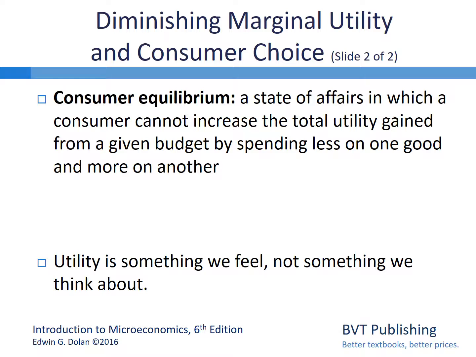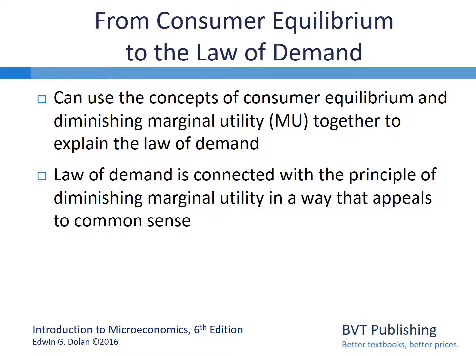And again, utility is just kind of a gut feeling. You can't quantify how much usefulness or how much satisfaction you get out of it very easily. You just know what you like, and you know that you'll get more usefulness out of it. And this brings us to the law of demand again. The diminishing marginal utility, because each item we buy gives us less satisfaction, kind of explains the law of demand.